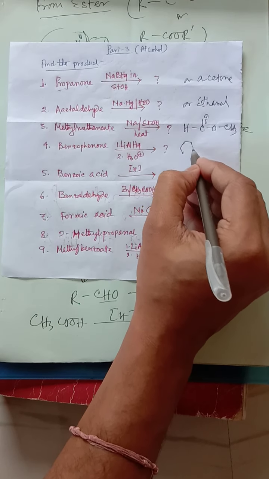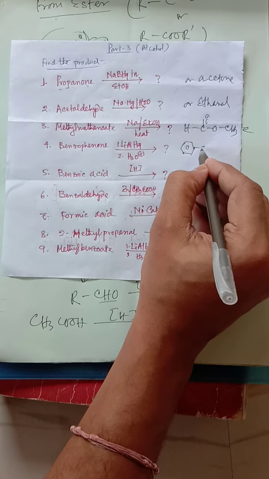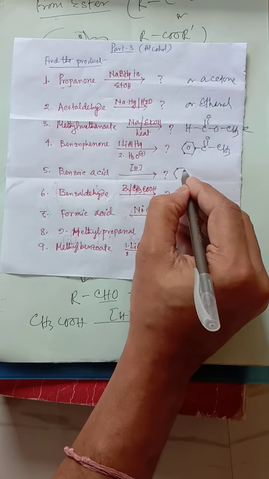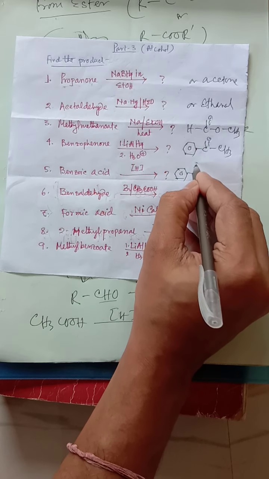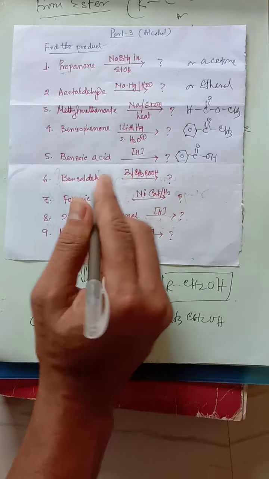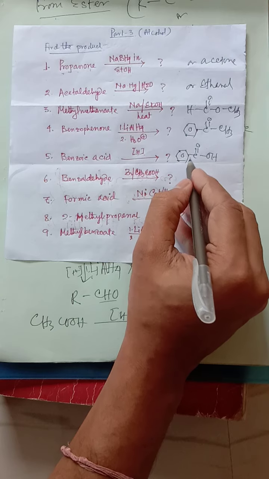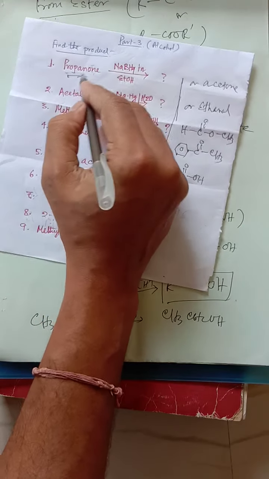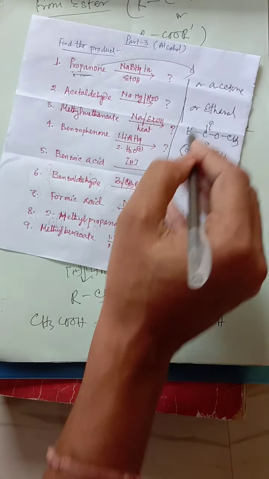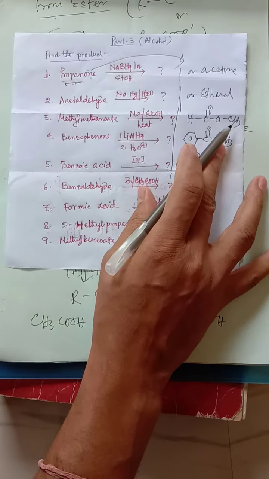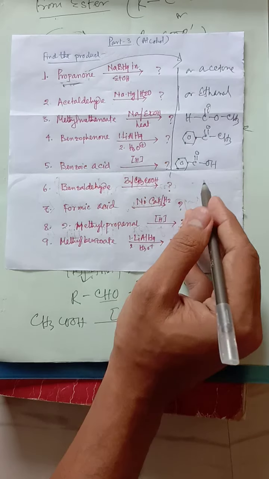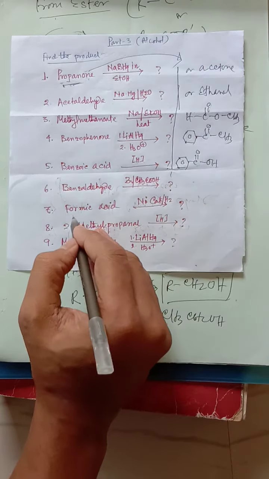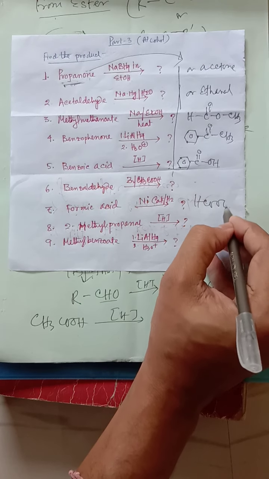Benzophenone, benzene structure will be there, and this is benzophenone. Benzoic acid, this is the benzoic acid. Benzaldehyde, this is not the answer, mind that. This is the structure I have given here. You have to find out the answer. Without finding out the structure you cannot find out the product. That's why I've given benzaldehyde, it will be CHO here. Formic acid, it is HCOOH.